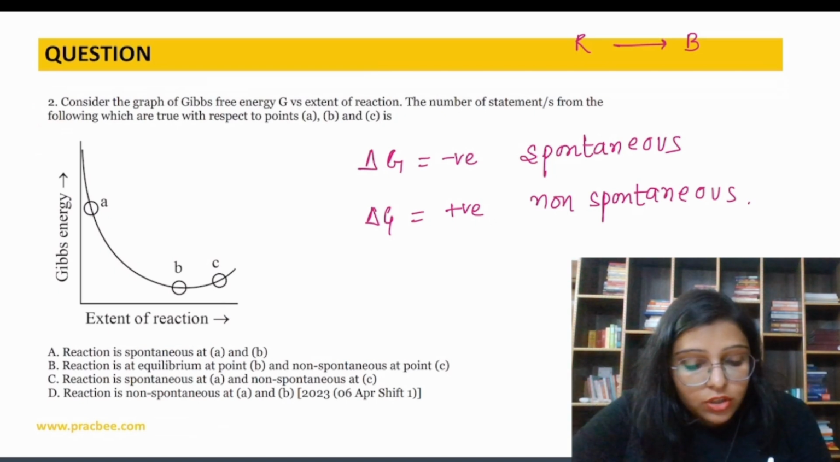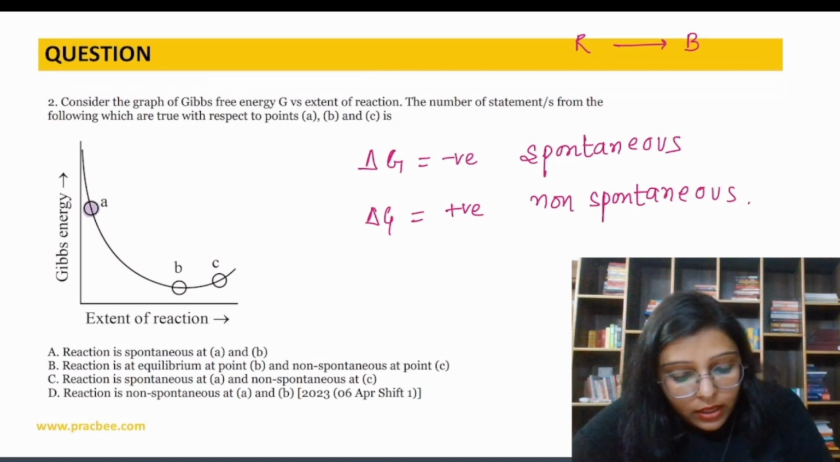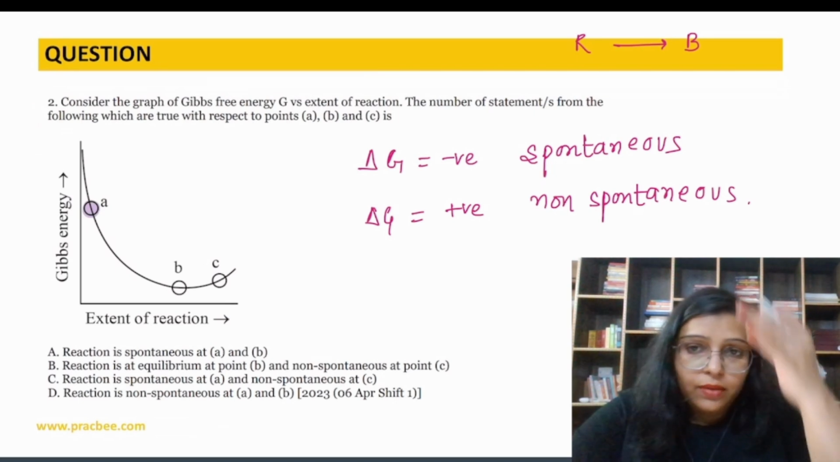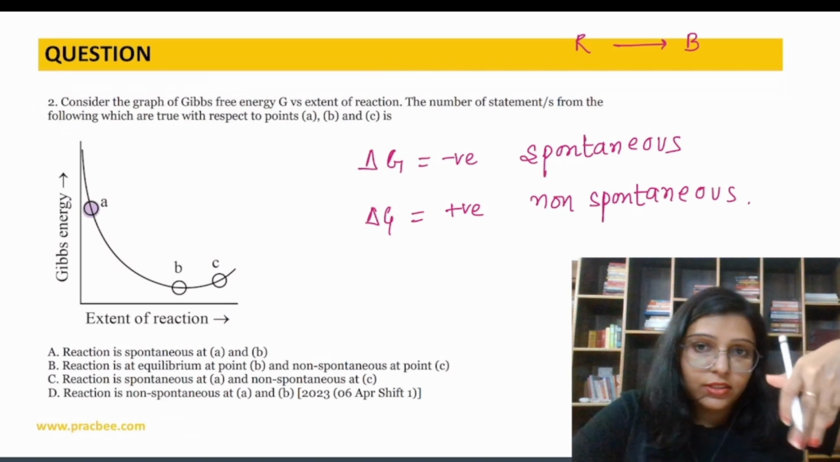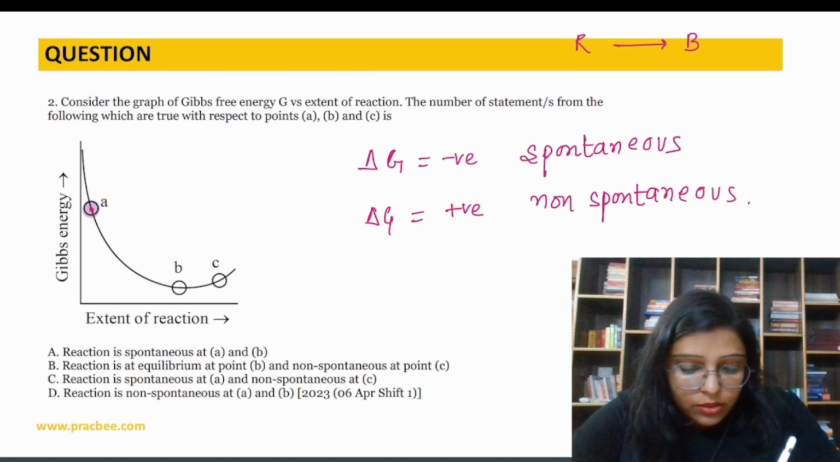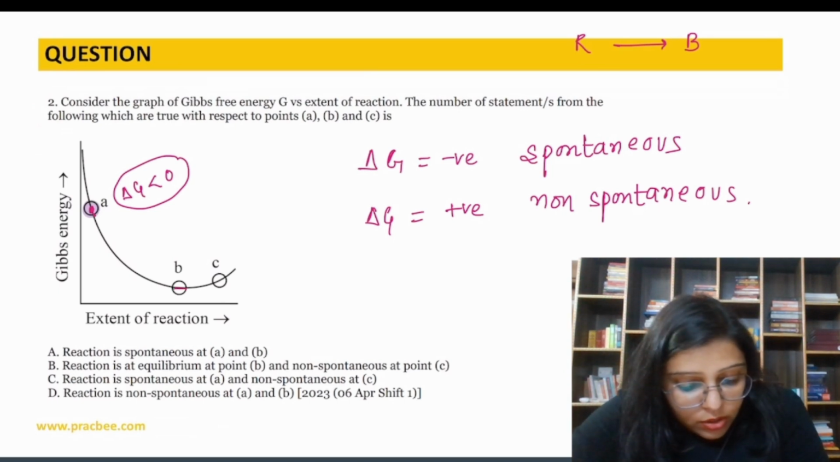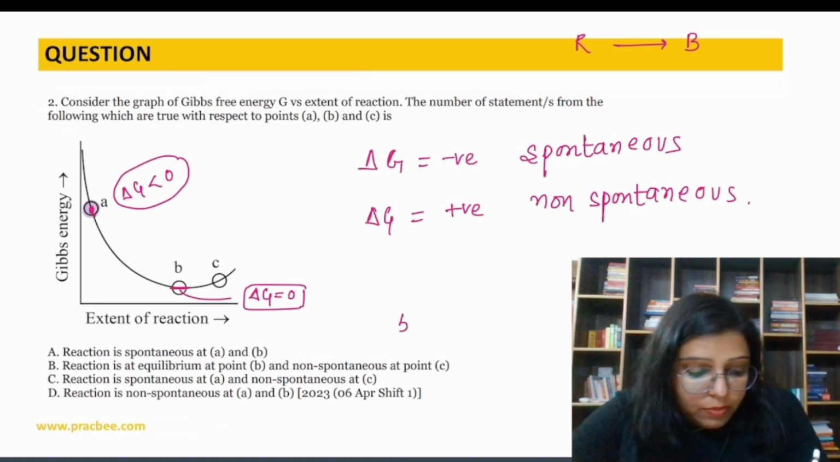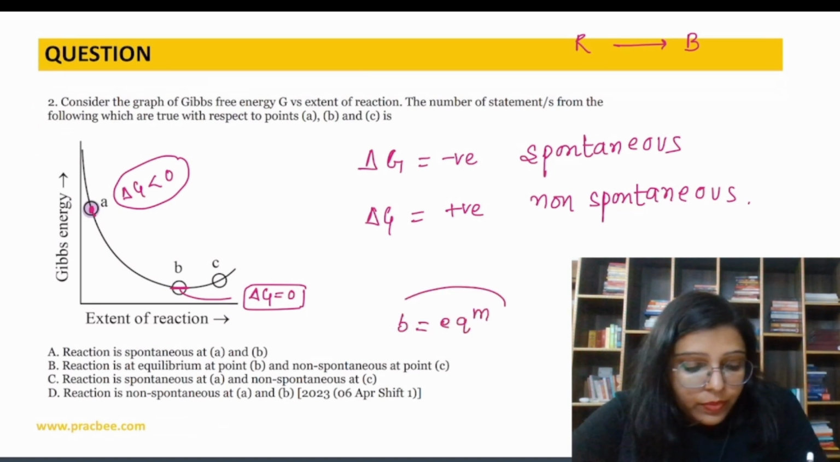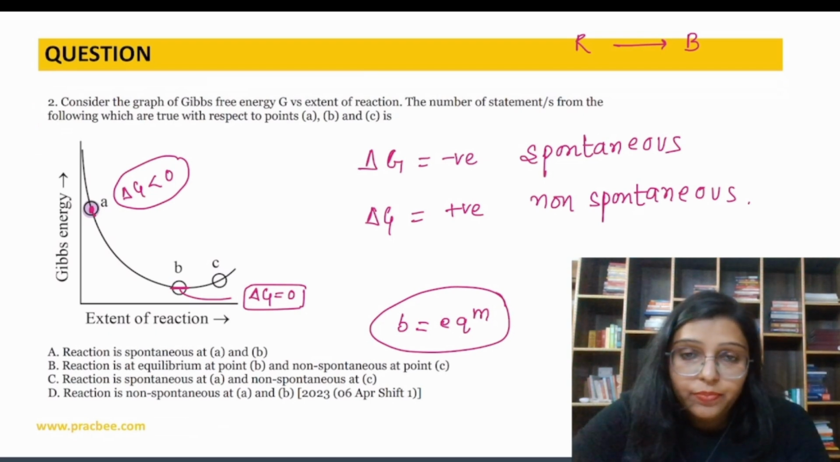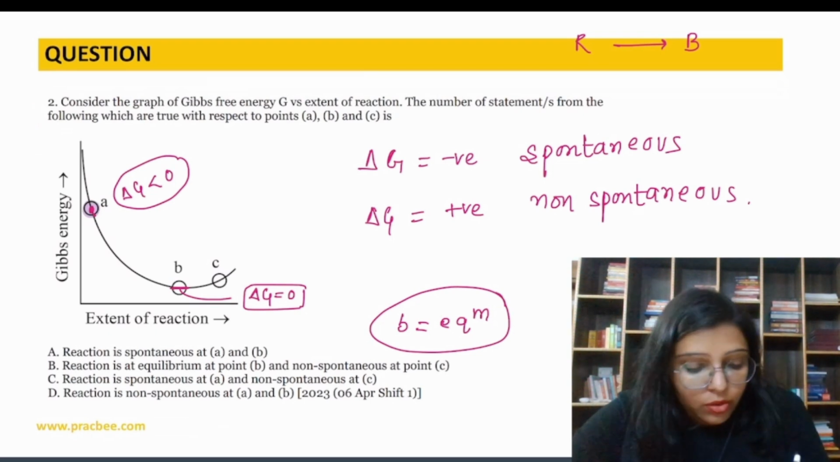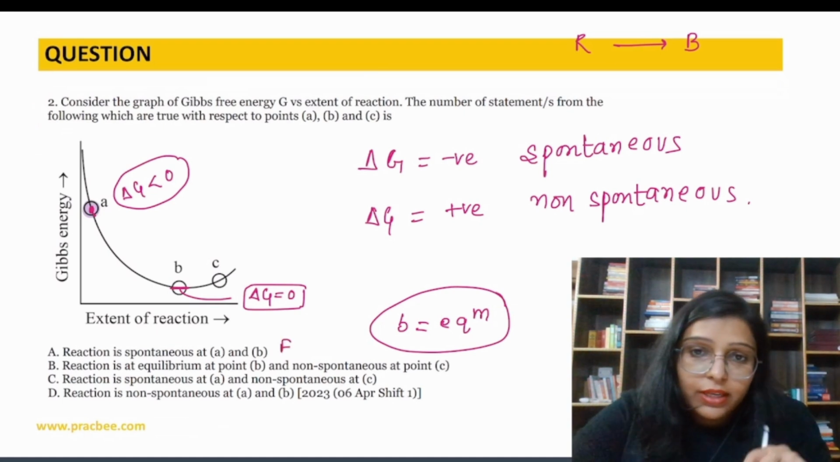So the first is: reaction is spontaneous at A and B. See, after A, Gibbs free energy decreases. So at point A, delta G is less than 0. So yes, it is spontaneous. But if we talk about B, for some time, any change in delta G is equal to 0. So it means at B we have equilibrium. So reaction is spontaneous at A and B? No, this is false. Reaction is at equilibrium at point B? Yes, it is true.